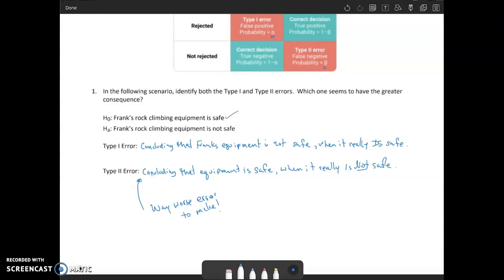The type 1 error, it's still not great if we conclude that it's not safe, but it really is. Well, then we've concluded it's not safe, so perhaps Frank returns it and has to wait for a new set of equipment to come in, or perhaps he throws it away and has to spend more money buying a new one. So it's still not a great scenario, but his life is not in danger in that case. Okay, so usually one of the situations is, quote, a worse scenario than the other, and that is going to totally depend on the context that you're looking at.